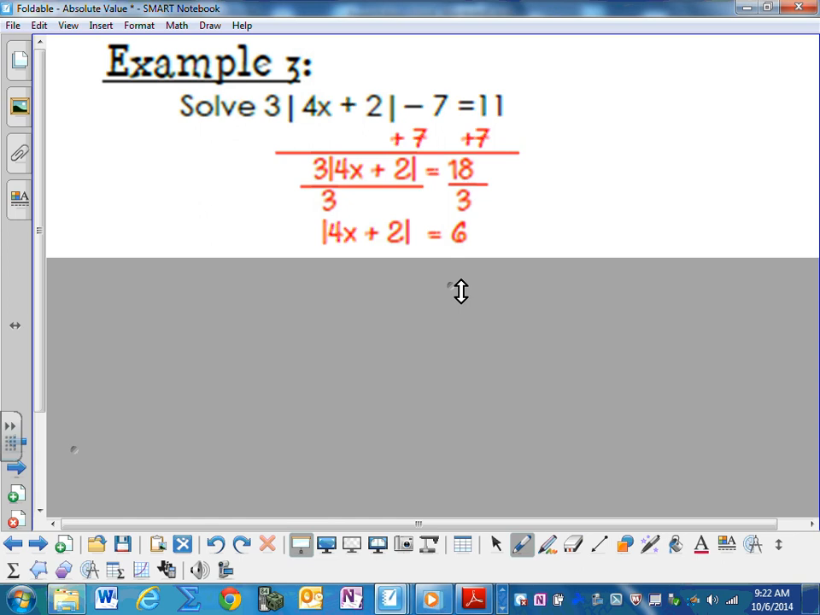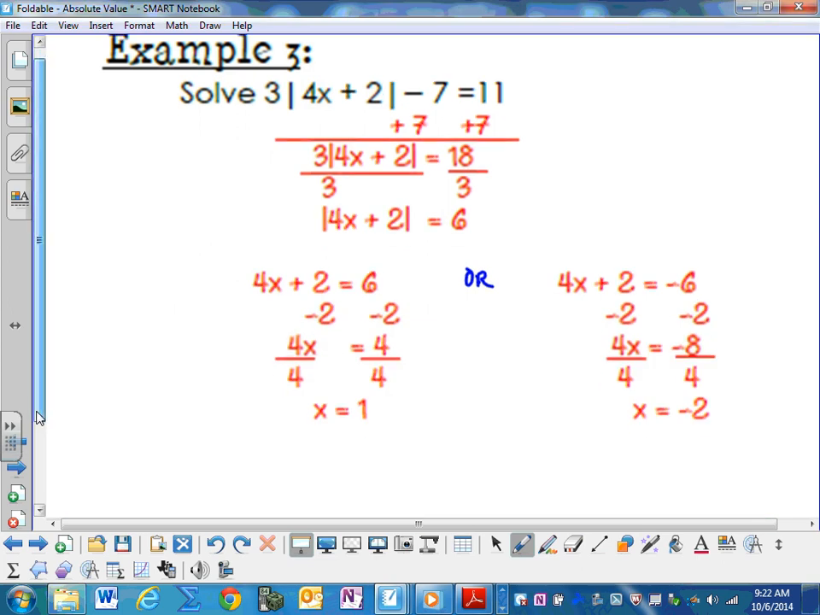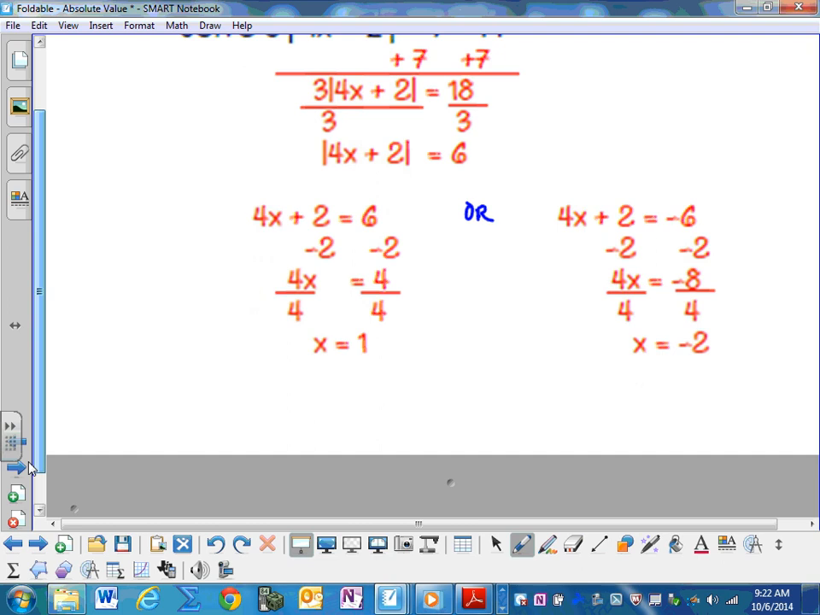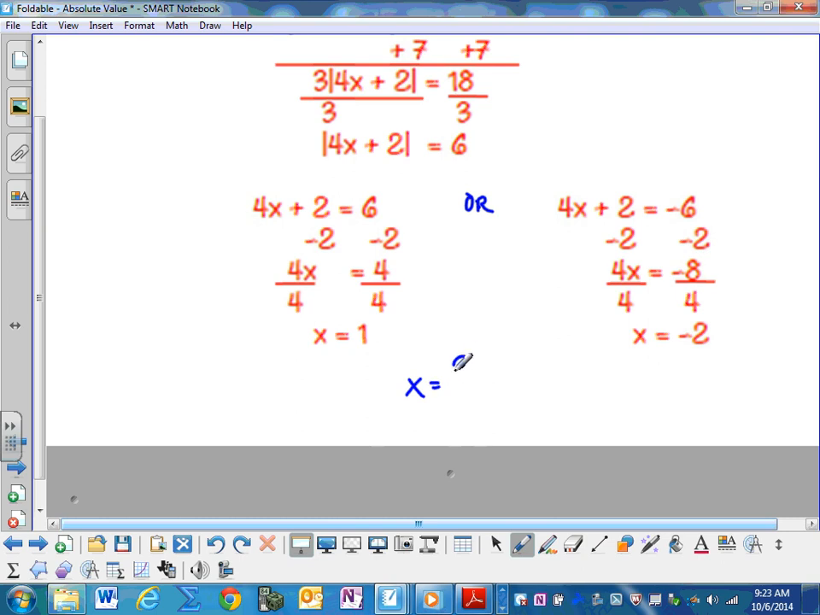Now that the absolute value sign is isolated, we can remove the absolute value sign and write two equations, because this value inside the absolute value can be 6 or it can be negative 6. And if we were to write the solution in roster notation, roster form, we'd have a curly bracket, negative 2 and 1.